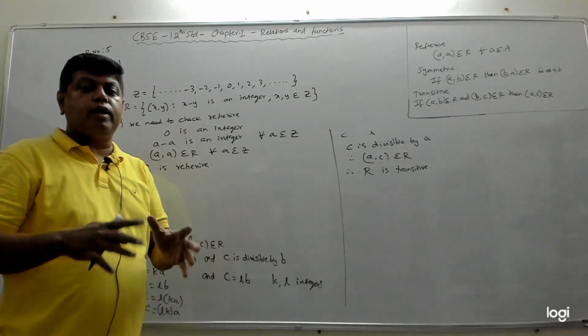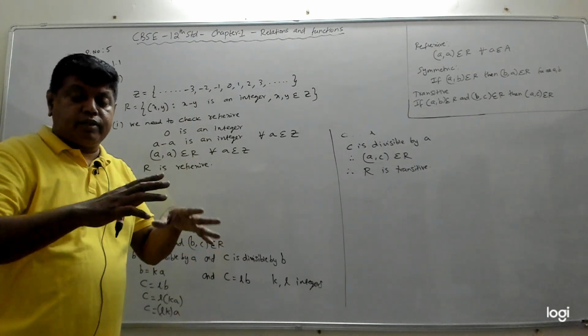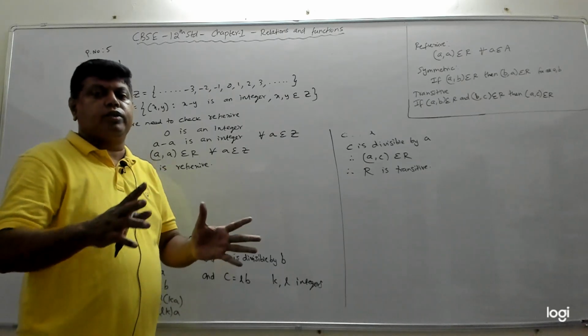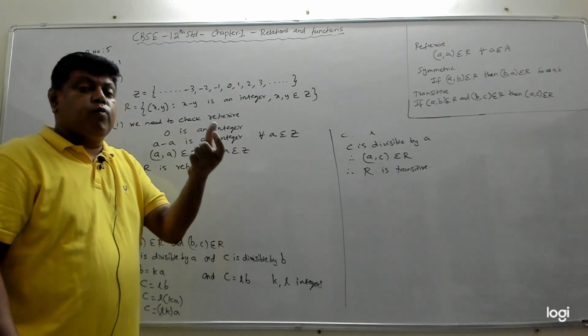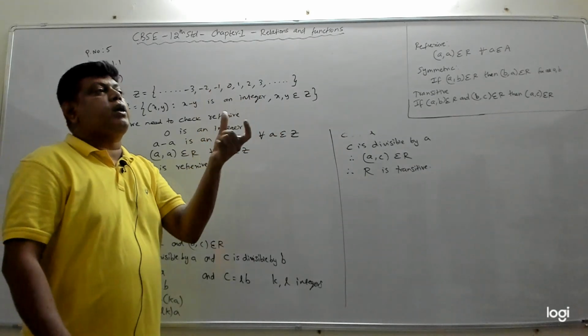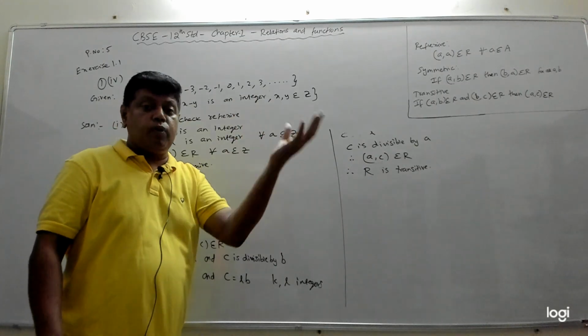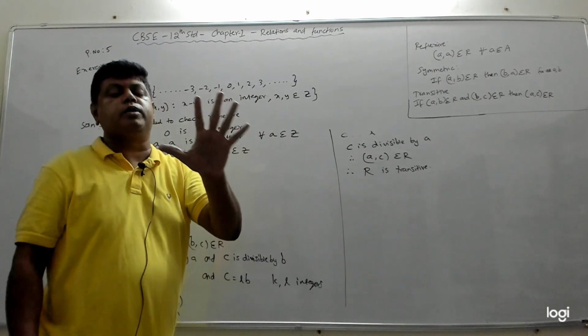If you want to show that something is true, then you have to write a proof. But if you want to say that something is not true, which means false, then you can just take one example and say that for this number, say (1, 2) is there, but (2, 1) is not there, therefore it is not symmetric. We can argue like that when you are trying to prove that it is not symmetric.